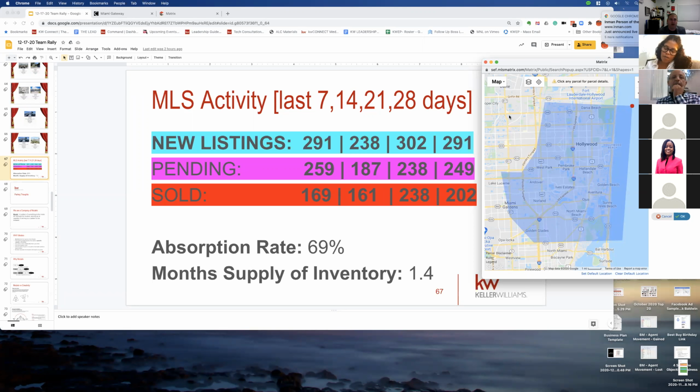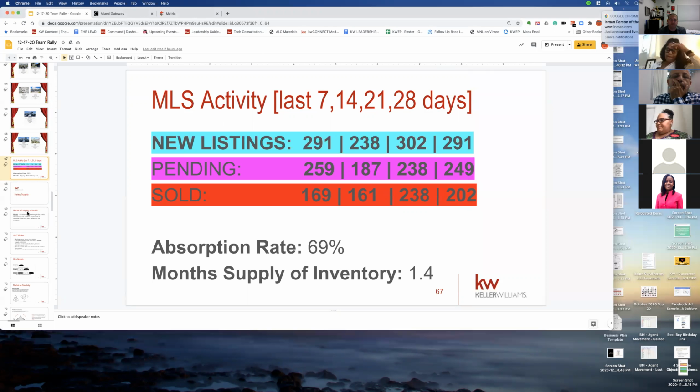Now, that is how we do month's supply of inventory and absorption rate. Now, go ahead. Basically I just drew a circle around whatever the area was, it doesn't matter. And so in the last 30 days, because I changed the active calendar to 0 to 30 days, active 199, closed 272, and then pending 182. And I made sure it was all the same time period.